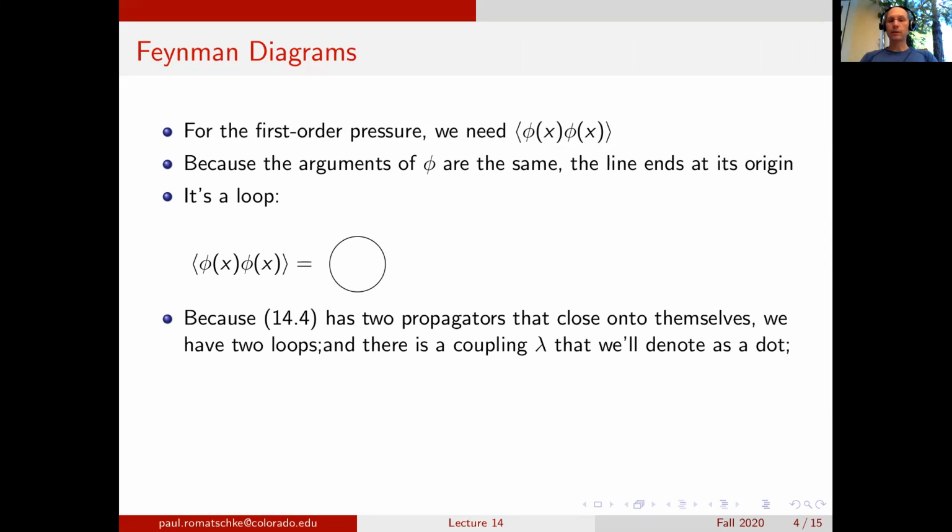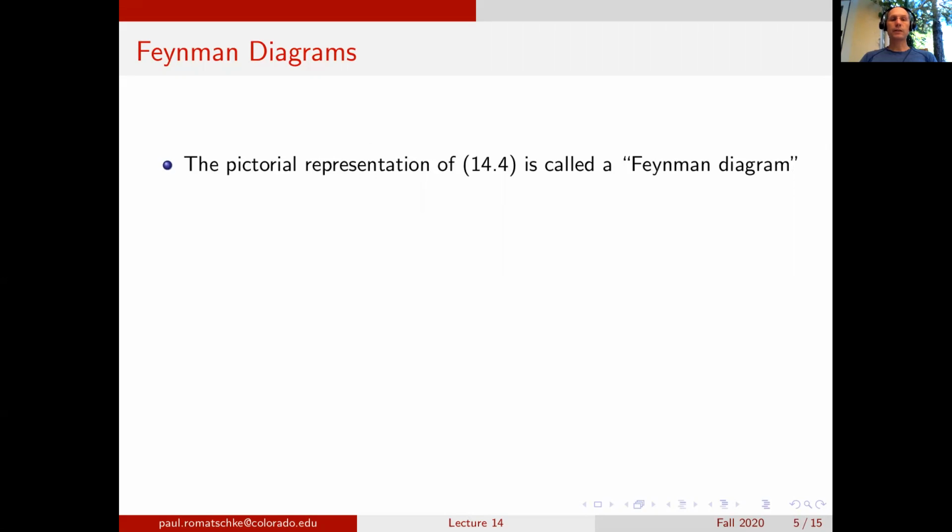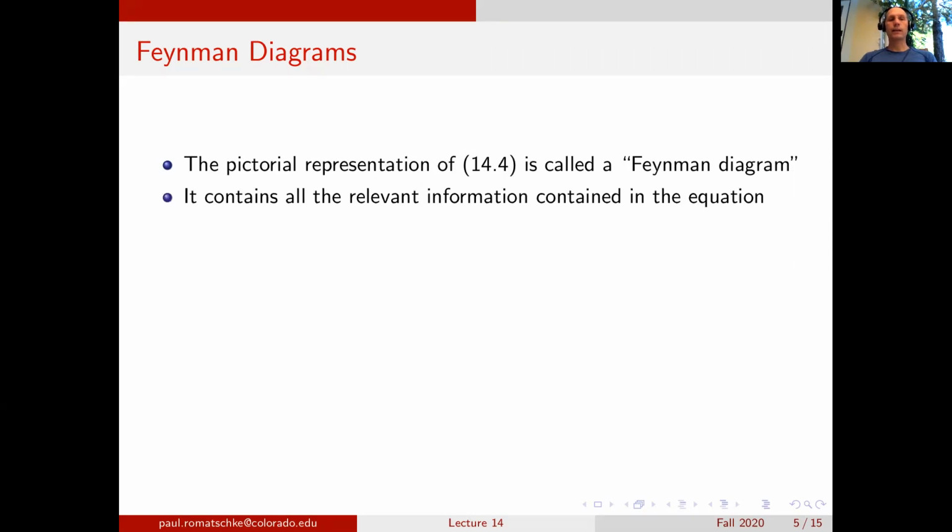There's a coupling, lambda, that is just a consequence of the first order perturbation theory, and we'll denote that coupling as a dot in the pictorial expansion. So we get that the first order pressure, P1, is just given as the two loops for the two propagators and the dot for the coupling. This pictorial representation of the two loops and the dot is called a Feynman diagram. This Feynman diagram contains all the relevant information that we would otherwise have encoded through the integral.